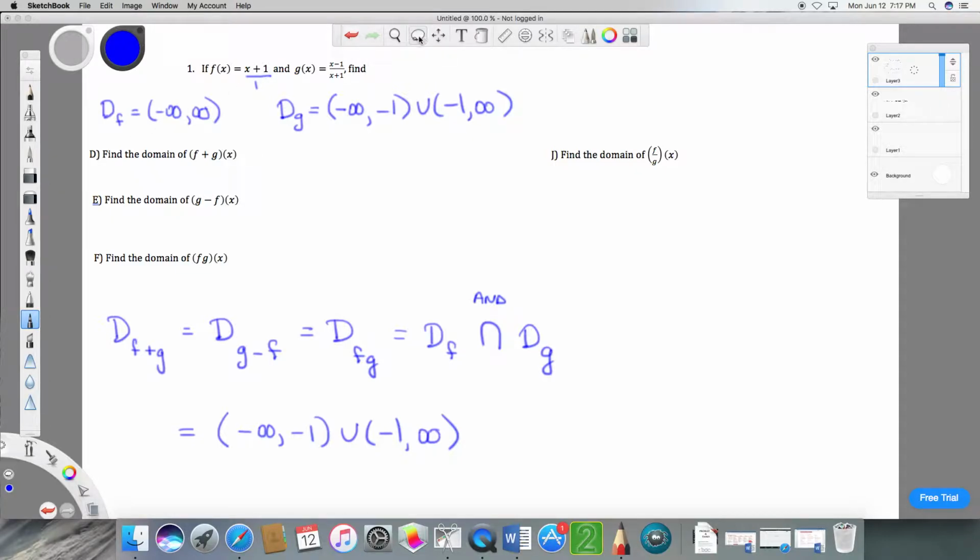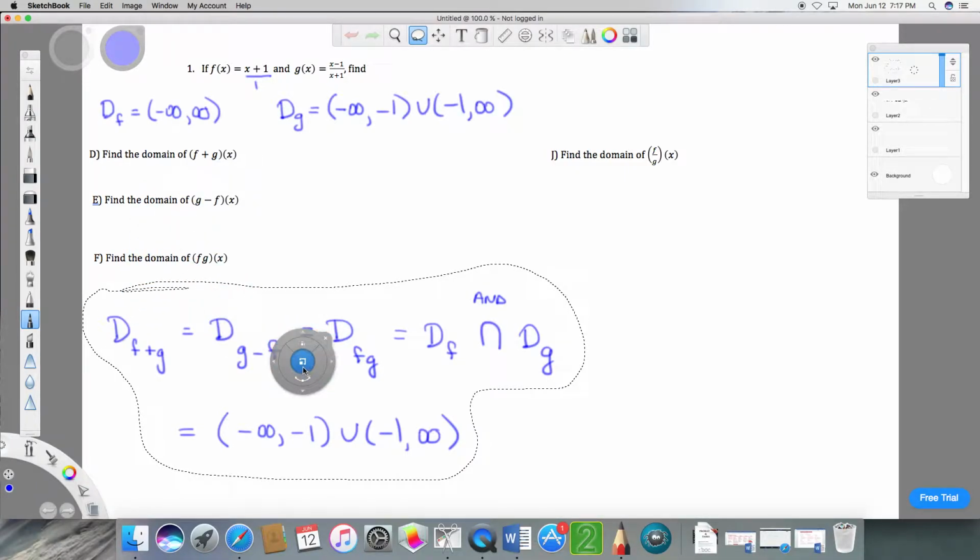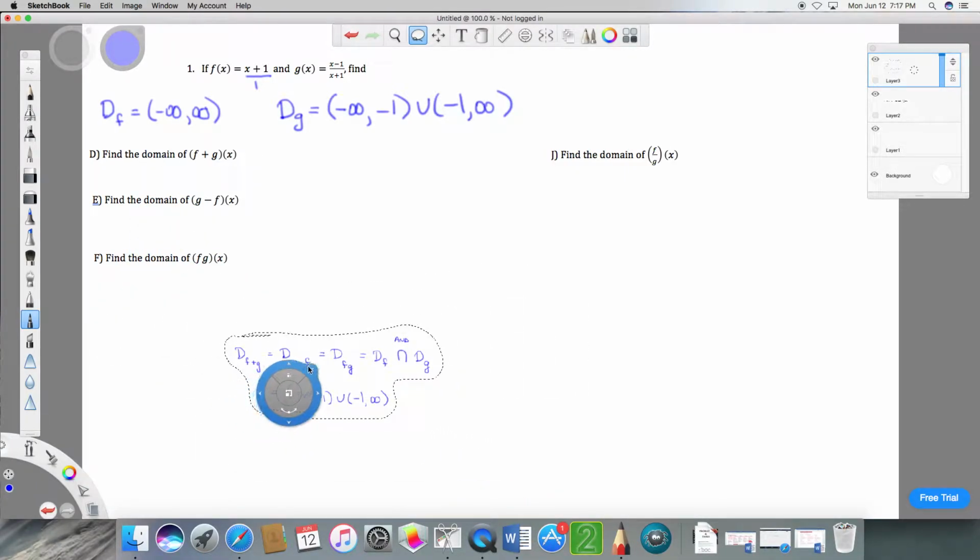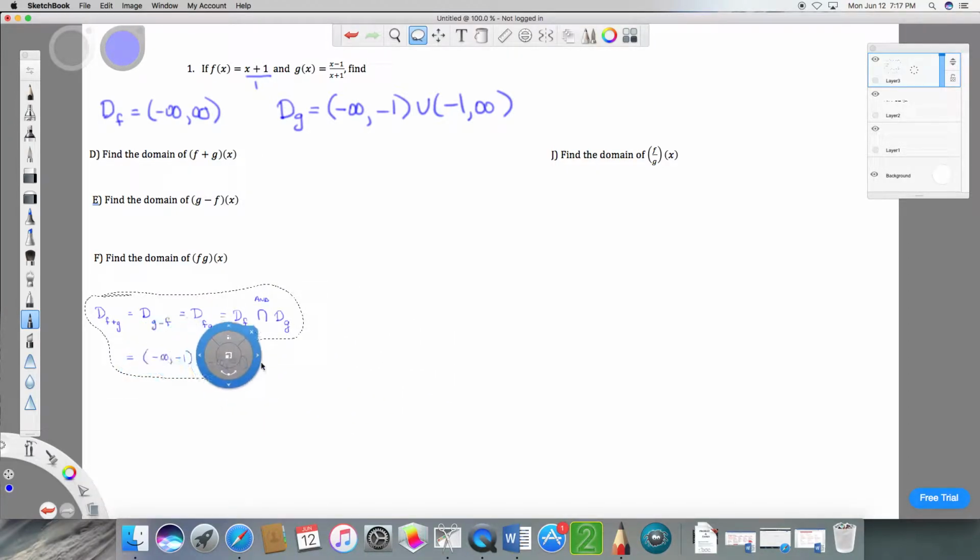Let's shrink this up. So like I say, right there, that work was for all three parts, D, E, and F. By definition, for every problem, they are always going to have the same domain. But the domain of f divided by g, it could be the same as this, but sometimes it's different. Because not only do you intersect f and g together, you have this function g that's in the denominator, and you have to make sure that g of x is never equal to 0.